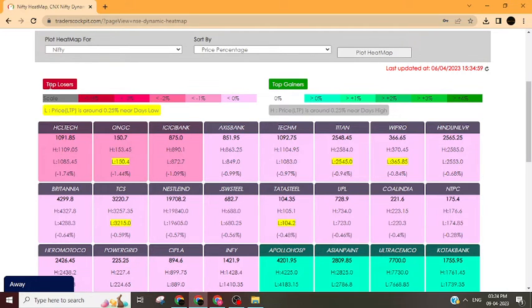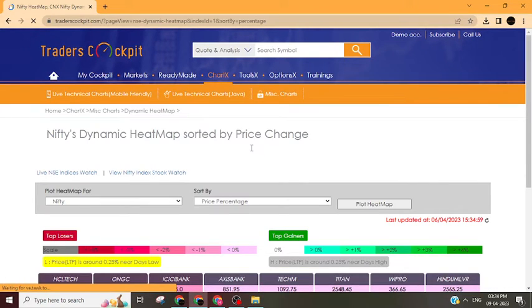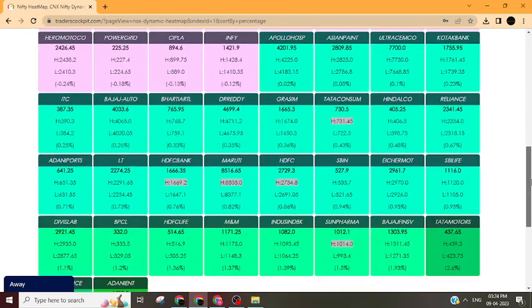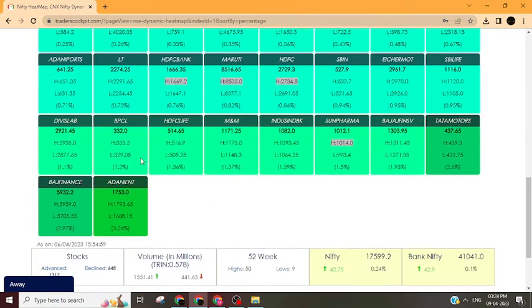You can see that the scale is arranged from top losers to the top gainers. So in the first, we will always get the top loser from the 50 stocks here, and the most bullish stock you will get in the end.